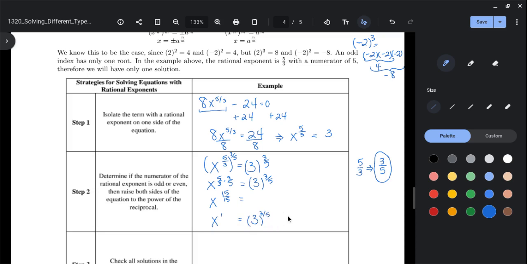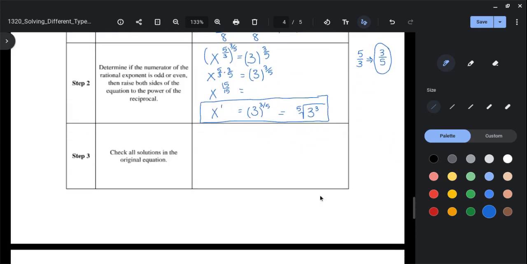Now, I don't necessarily have to, but if I wanted to, I could rewrite this 3 to the 3/5 power in radical form. Remember that the denominator tells us the root we're taking. So we're taking the 5th root of 3 to the 3rd power. Either way, whichever way you choose to write it, this is our proposed solution. So we only have one. But now we have to check it.